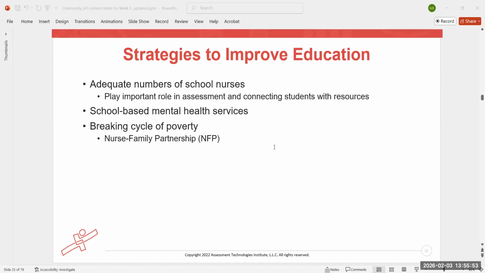So what can we do to help improve education? Try to support and advocate that there is an adequate number of school nurses, because school nurses can help to address some of those vulnerabilities. They can identify needs that are present. Try to ensure that there are school-based mental health services.